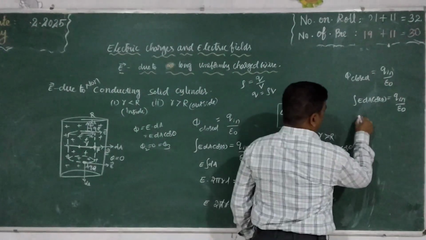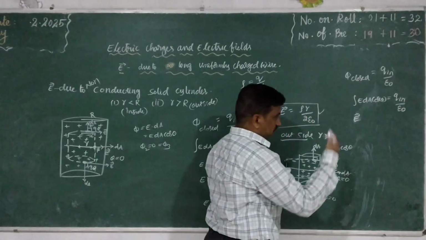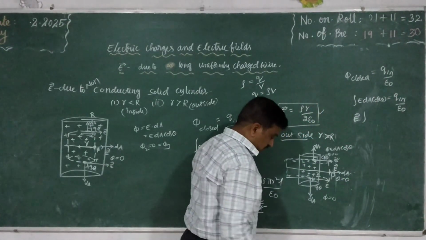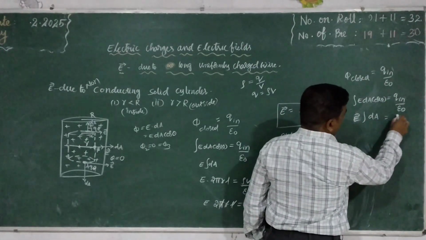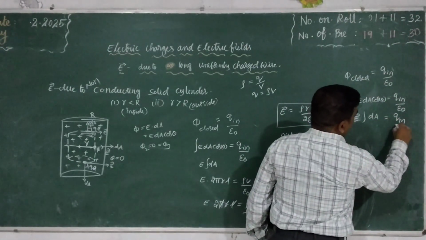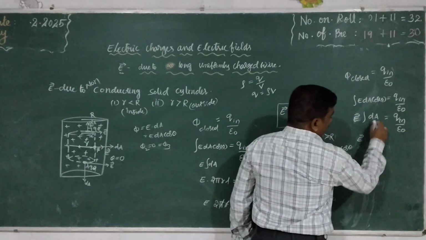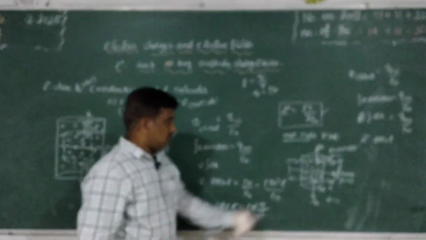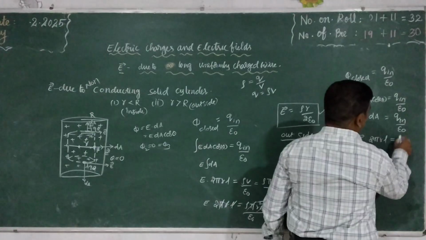See here E is outside the integral. Why? Because the electric field is constant at every point on the surface of the Gaussian surface. See here E integral dA cos 0 is 1. So we can write Q inside by epsilon naught. See, the integral of dA means 2 pi RL, the curved surface area of this Gaussian surface. So that equals Q inside.